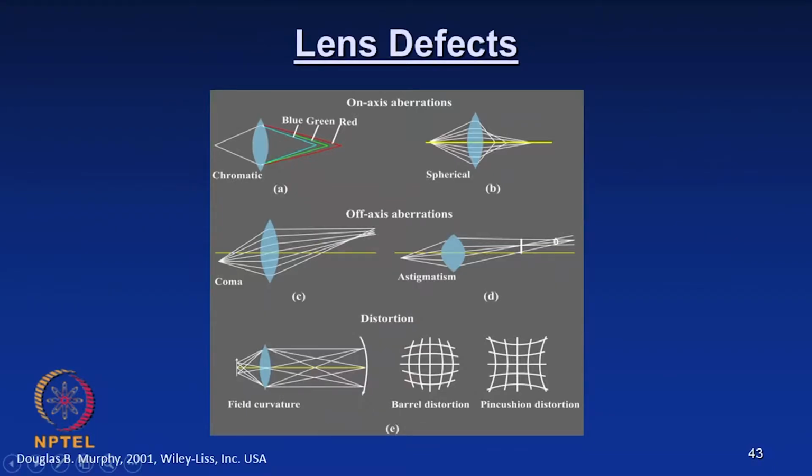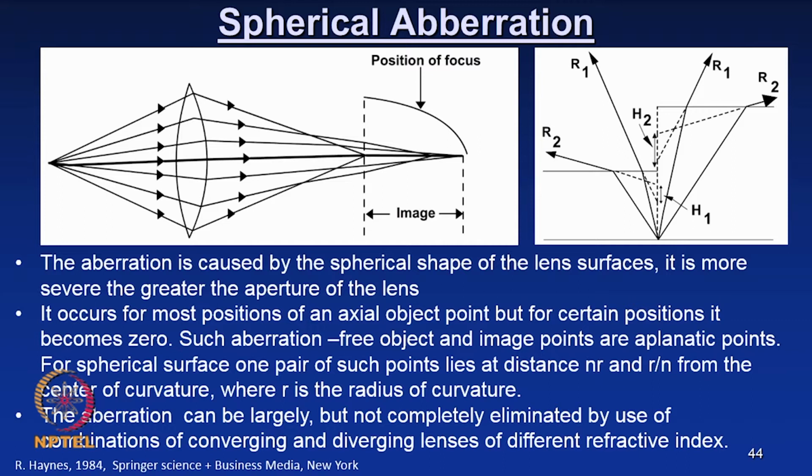If you look at it, I just mentioned lens defects are basically of two types. One is on axis aberrations, the other one is off axis aberrations, and then we have a distortion, which is also going to impair the quality of the images. So, I started off describing the first and very important defect, spherical aberration, yesterday. So, let us look back and look at this defect again.